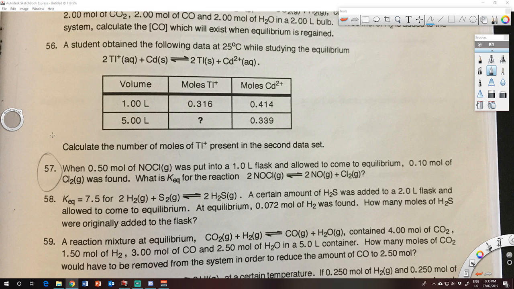Yeah, 56. 55 was interesting. 56. Student obtained the following data at 25 degrees Celsius while studying the equilibrium. Calculate the moles of Ti plus present in the second data set. That one? I don't think it does anything like that. Let's work through it.